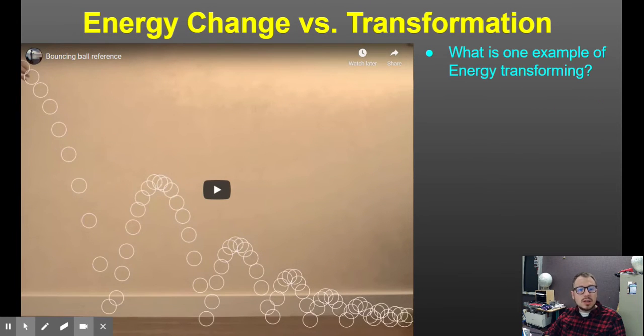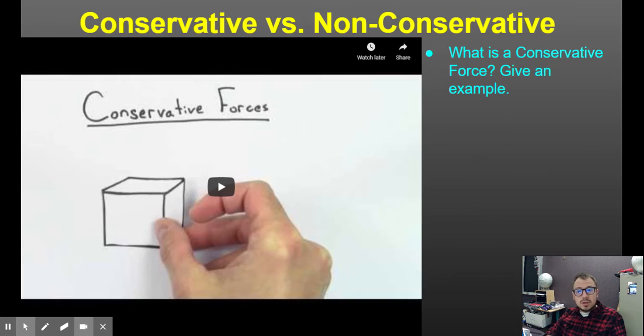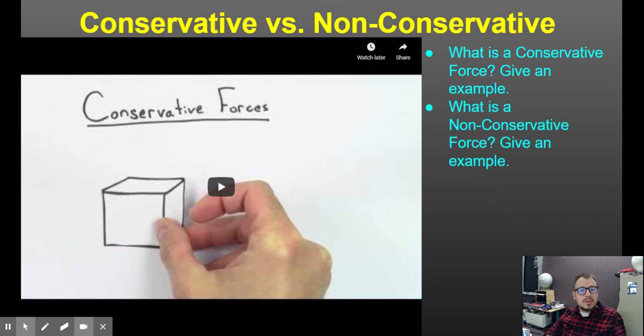Same thing with a ball dropping over and over again, right? Energy transforming would be going from potential to kinetic, potential to kinetic. Now, when the ball hits the ground, or from air resistance, it's changing that energy into heat or sound, and it's going off into the external world because it's lowering that mechanical energy. So what's going to do that is conservative versus non-conservative forces.